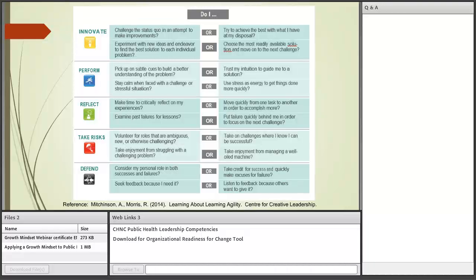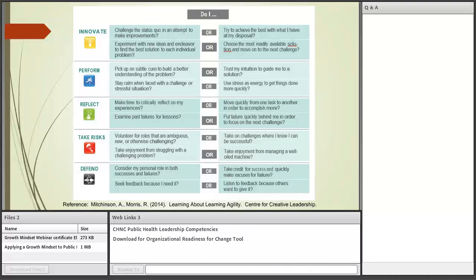Then we move on to perform. Under perform, the first set of statements are: pick up on subtle cues to build a better understanding of the problem, and stay calm when faced with a challenge or stressful situation. Put a check mark if you feel you're more like this. The companion statements are: trust my intuition to guide me to a solution, and use stress as energy to get things done more quickly. Check this off if you feel this is more like you. This would be in the third column, second row, perform.